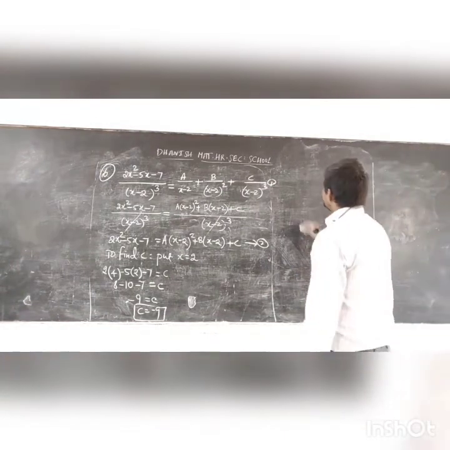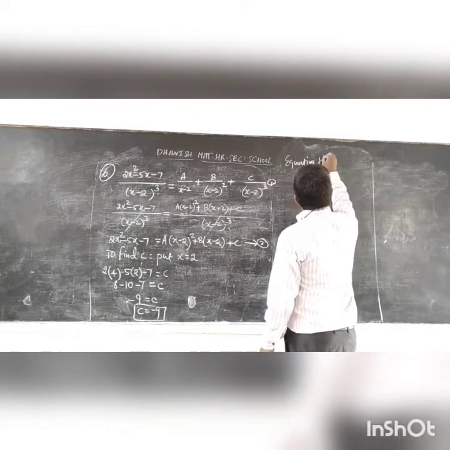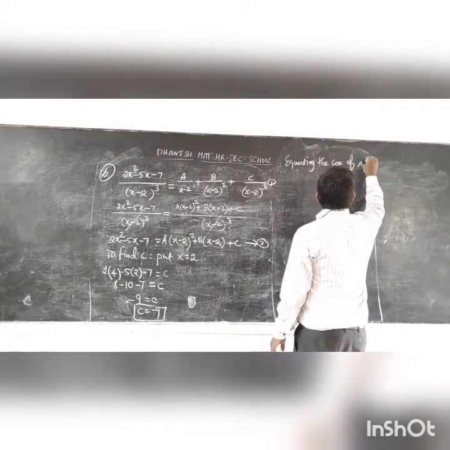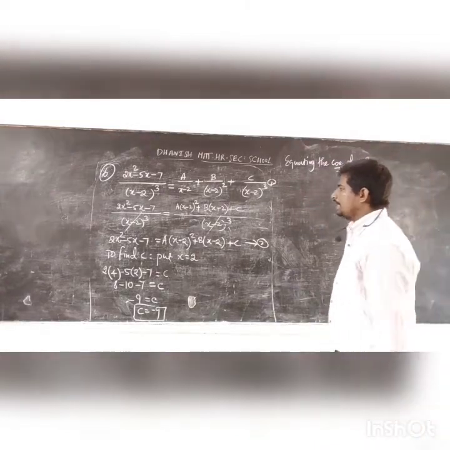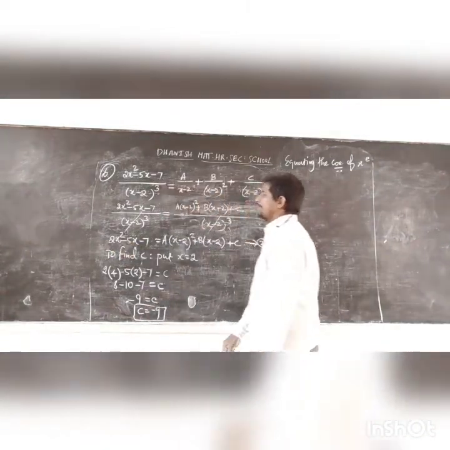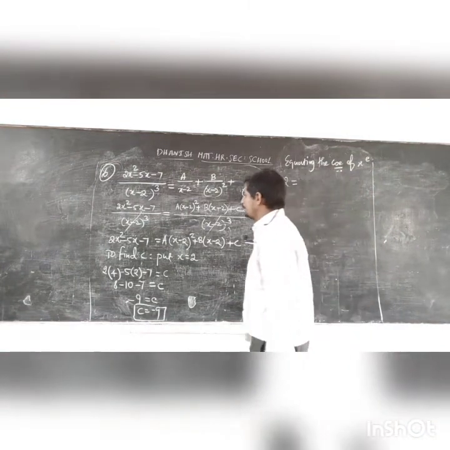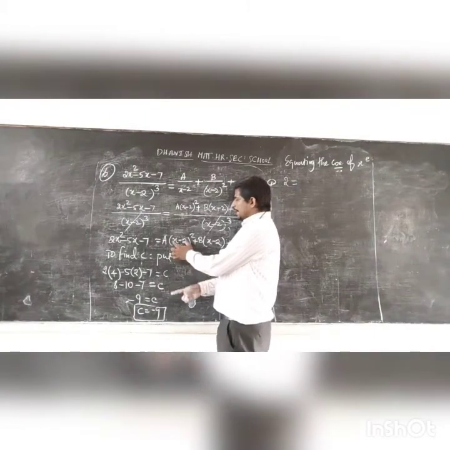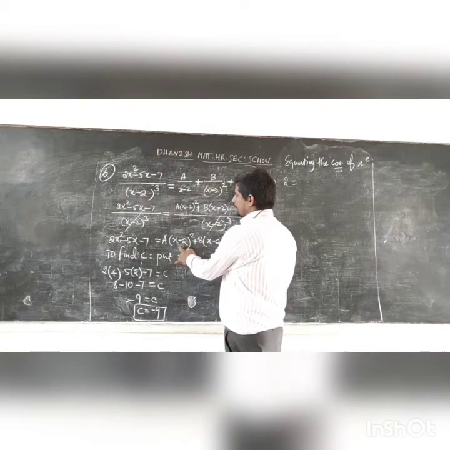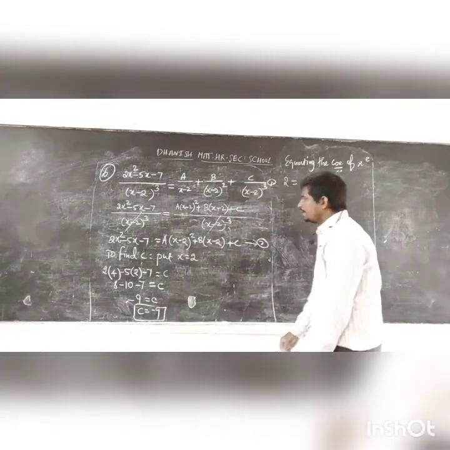For that, I am going to equate the coefficient of x square. Look at the LHS. Here we are having 2x square. So from this we can take the coefficient of x square as 2. 2 equal to, if I expand this, I'll get x square plus 4 minus 4x. So the coefficient of x square will be 8.